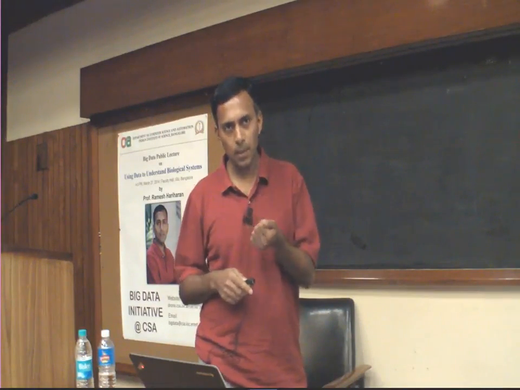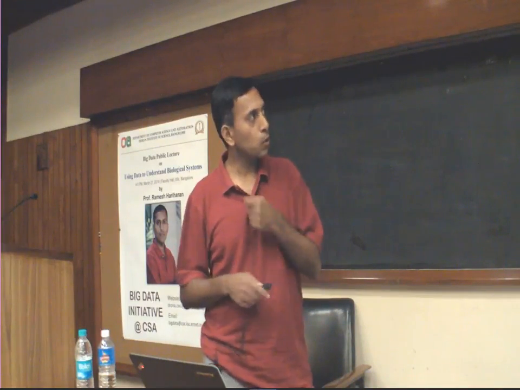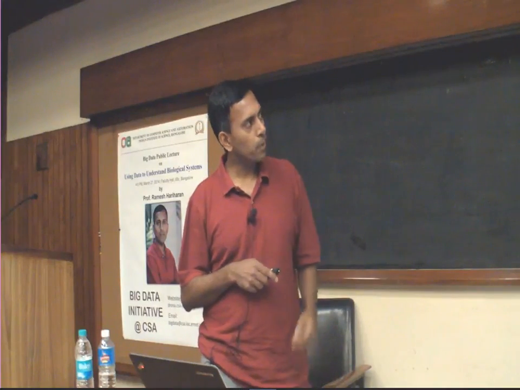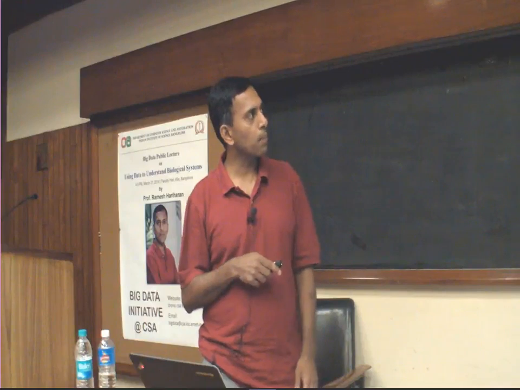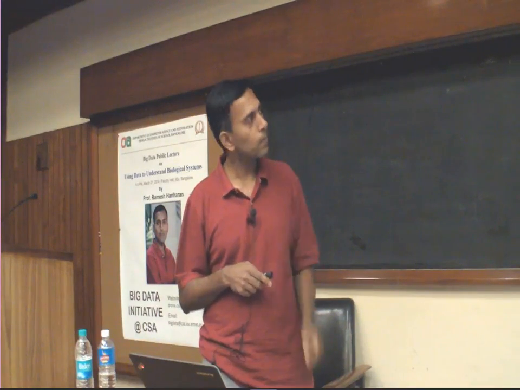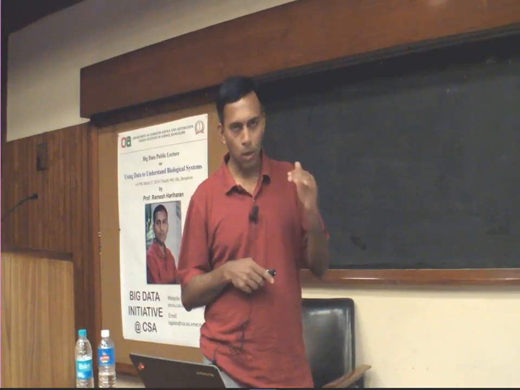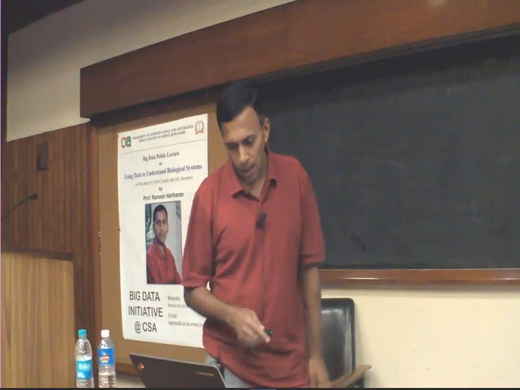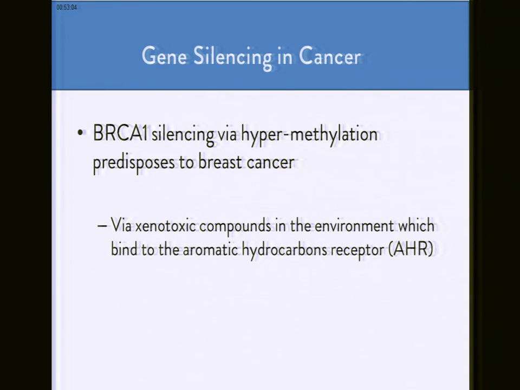So there was something more happening there. Silencing could happen because of the mutation itself, or it could happen because of methylation. People figured out that maybe 20% of tumors are being caused by BRCA silencing as opposed to BRCA mutations in the genome. There's hypermethylation that causes BRCA silencing that predisposes people to breast cancer. And the interesting part is that what promotes this is compounds in the diet. Various compounds in the diet bind to this protein called the aromatic hydrocarbon receptor. Smoke has a lot of hydrocarbons. When the aromatic hydrocarbon receptor binds and that gene turns on, it promotes methylation of the BRCA gene, causing silencing. So you can see how the environment slowly makes its way into the epigenome.